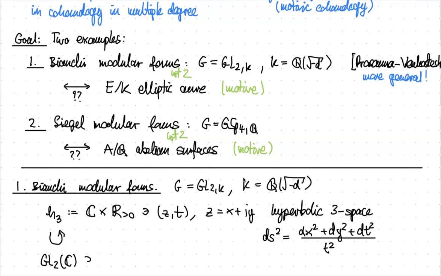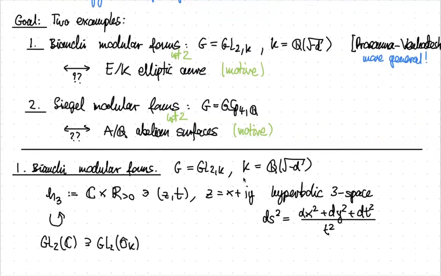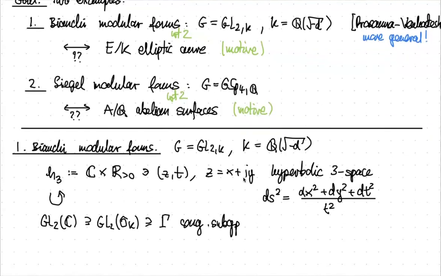Okay, and within here we can see the integral matrices associated to K. So GL2(O_K) will sit via some fixed embedding inside of GL2(C). You can look at some congruence subgroup gamma, and then define what Bianchi modular forms should be in terms of this action. So let me now say what a Bianchi modular form of weight 2 is.